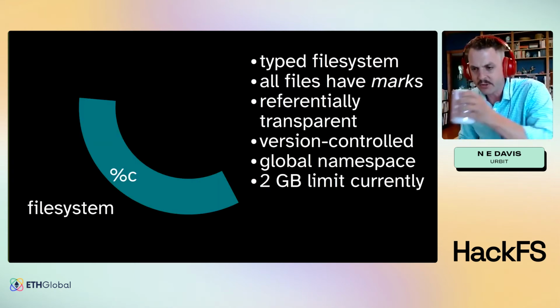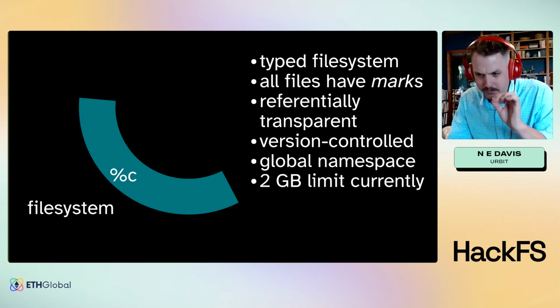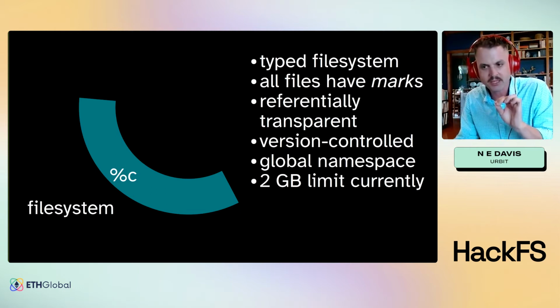Stepping back for a moment to the file system. This is an interesting one. So Clay is a typed file system. Every bit of data on it has a type associated with it. And it's also a version controlled file system, which means that the file system doesn't treat everything as a binary blob. It actually understands something about the structure of the files that are stored there, right?